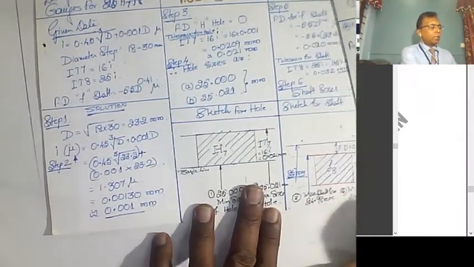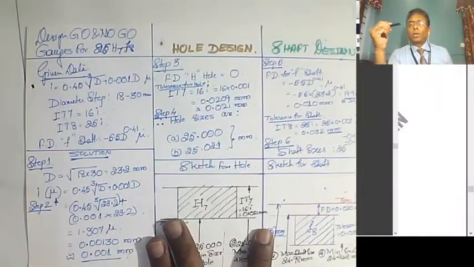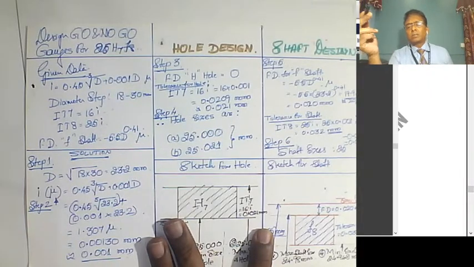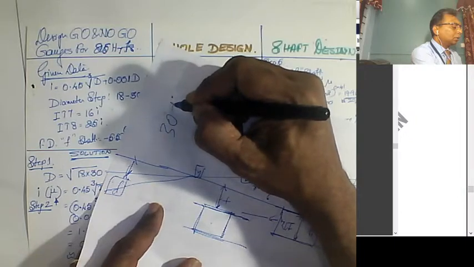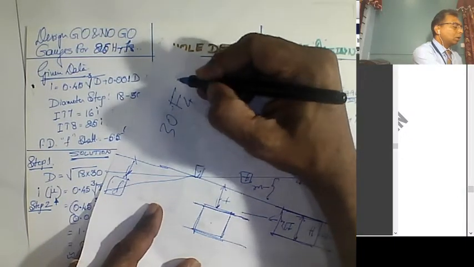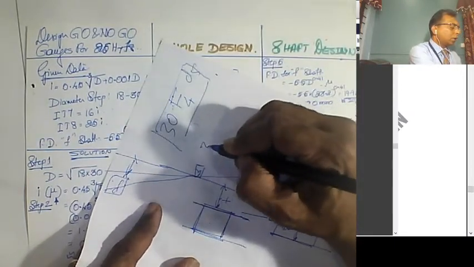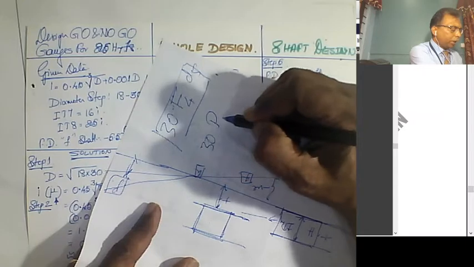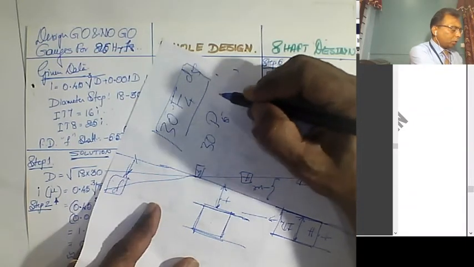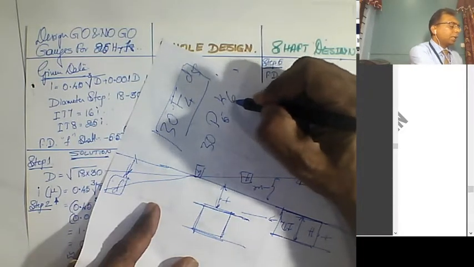Now let us analyze the problem once more quickly. A recap. Design of go and no-go gauge for 25 H7, F8 or 30 H6, whatever the value. Let us say it could be 30 F4, D5. This is a combination I can give, not necessarily 30 F. You can go to the higher side of the shaft hole, that is the P hole, P5, then you can also go for a shaft, just say K shaft, K6, P5, K6.